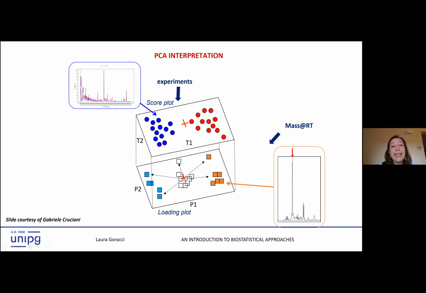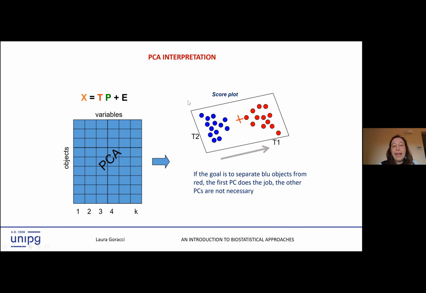And all the variables that are in the middle are not important for this separation. Maybe these variables can explain something else, but if we are stopping at this level, all the variation is simply along the first principal component. So I need only to see these variables that are at the edges, okay? And so if my goal was this, I'm fine. I can work only with one principal component.